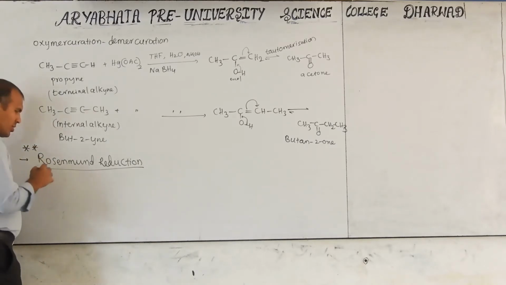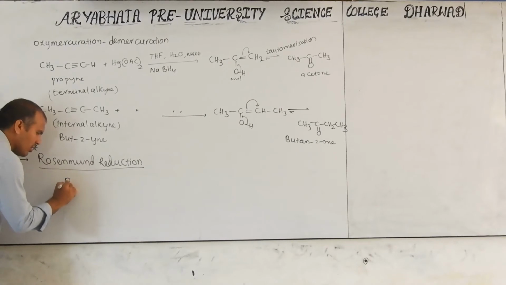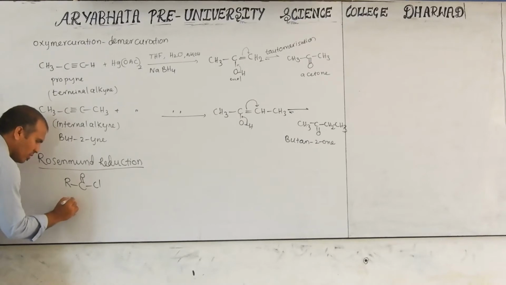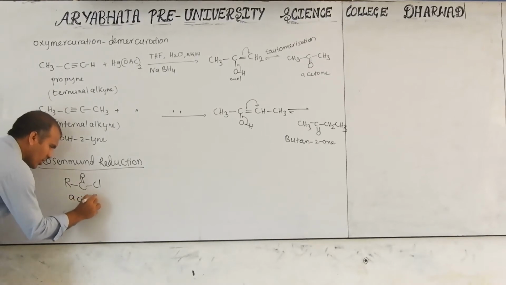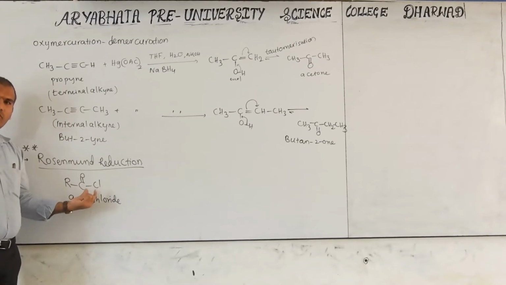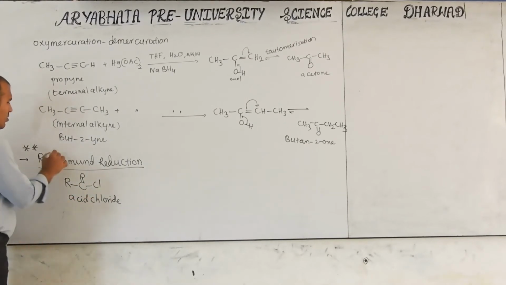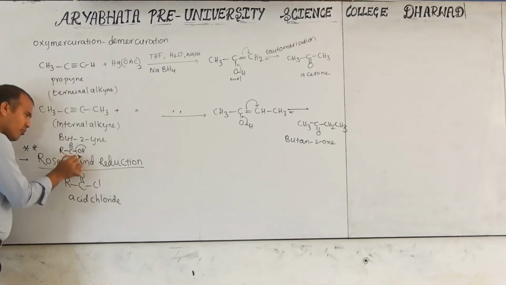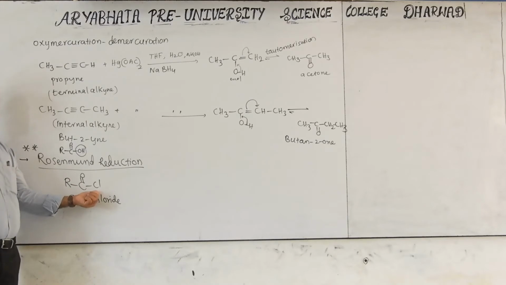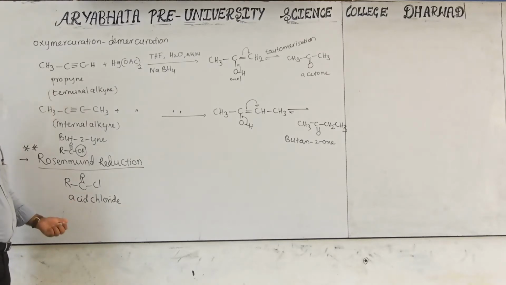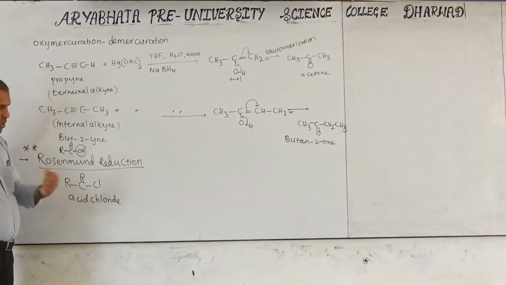Now, what is the Rosenmund reduction reaction? This is RC double bond O Cl. This is called acid chloride. RC double bond OH is acid; instead of OH, what is it here? Cl. That's what is called acid chloride. If X is there, that is called acid halide. That may be fluoride, bromide, iodide. But generally we take acid chloride here.